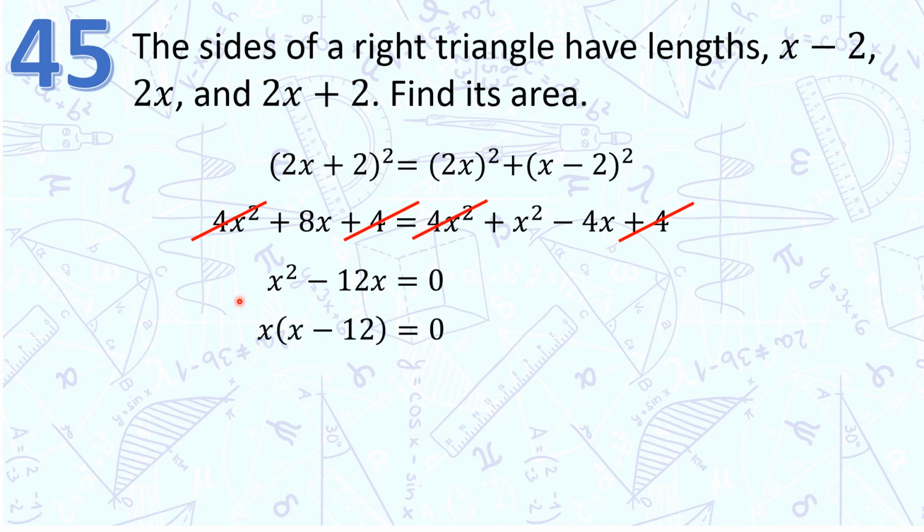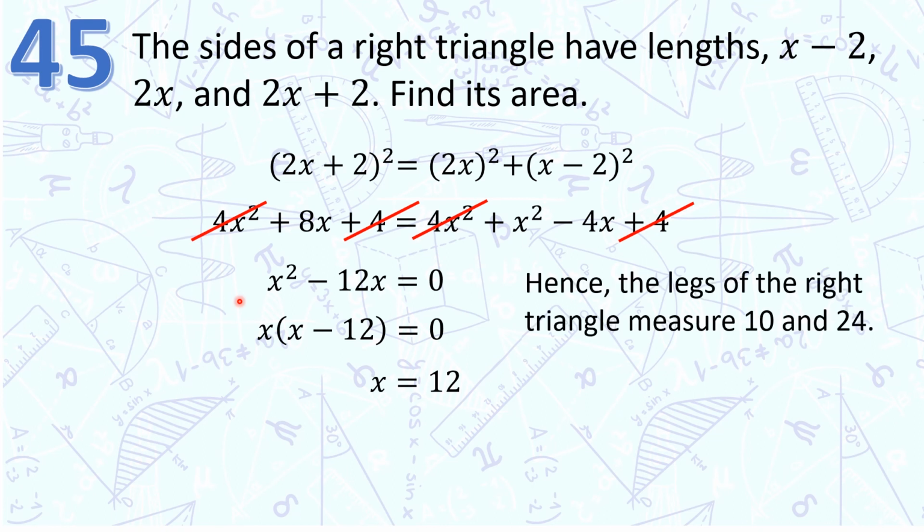By factoring, we have x times the quantity x minus 12 equals 0. We get x equals 12 for the value of x, since 0 cannot be a value, as it will make the side 2x equal to 0. Hence, the legs of the right triangle measure 10 and 24. 10 is from 12 minus 2 and 24 is from 2 times 12.